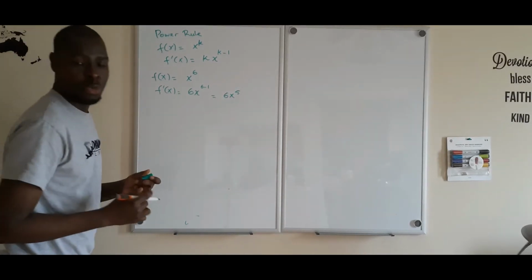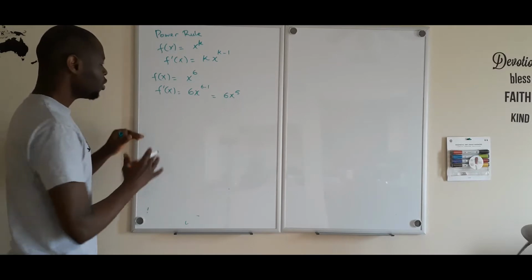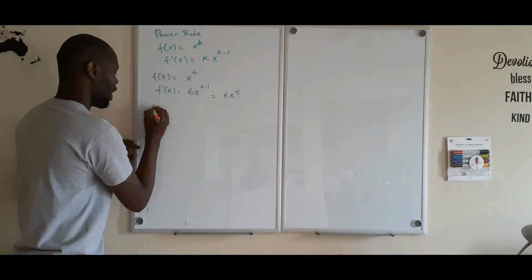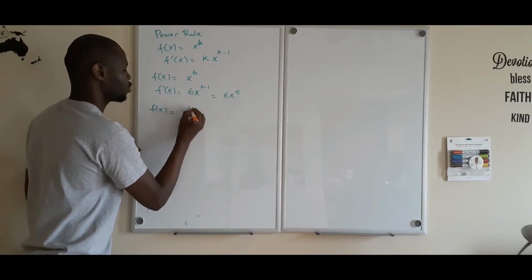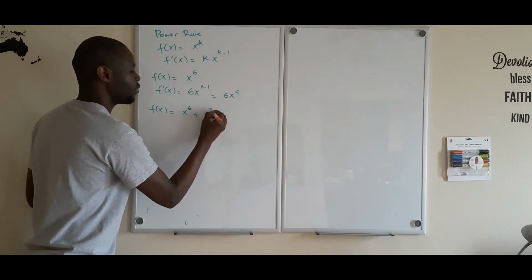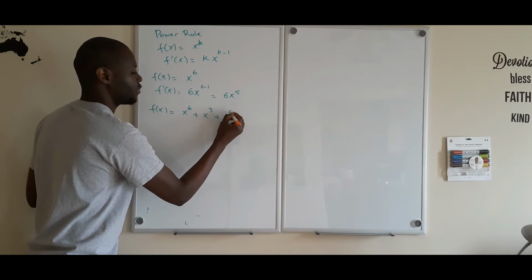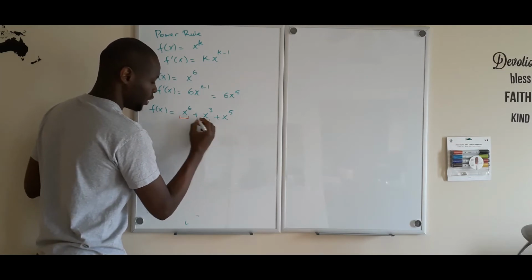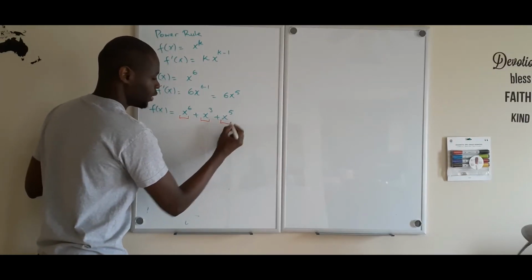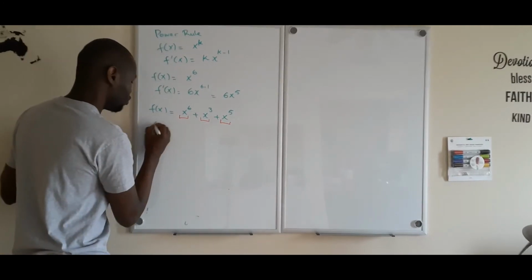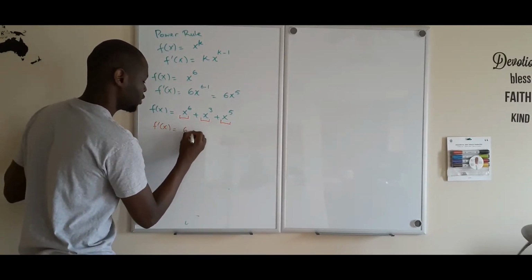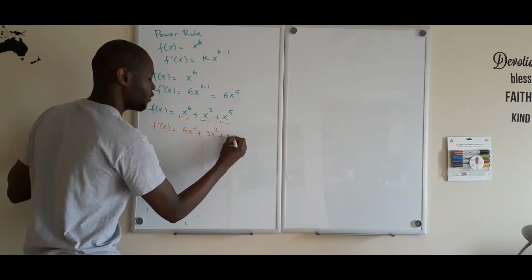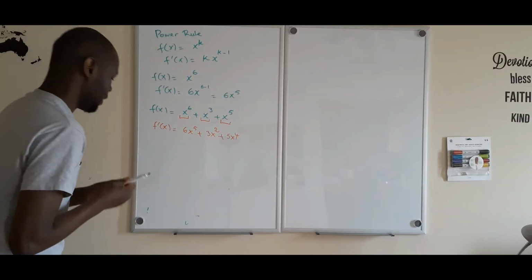Now you may be wondering what would happen if we had a chain of functions. So let's say we have f of x equals x to the power of 6 plus x to the power of 3 plus x to the power of 5. What you will do is evaluate each derivative as a separate function and then add them all together. So this will be f prime of x equals 6x to the power of 5 plus 3x squared plus 5x to the power of 4. I hope this makes sense.